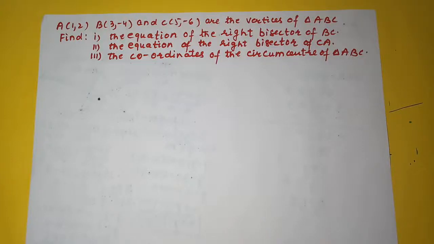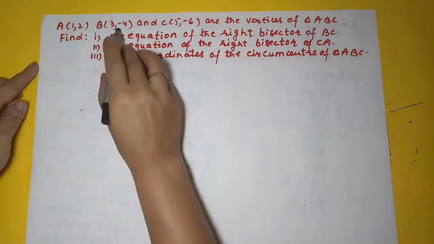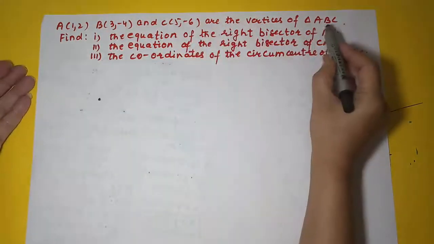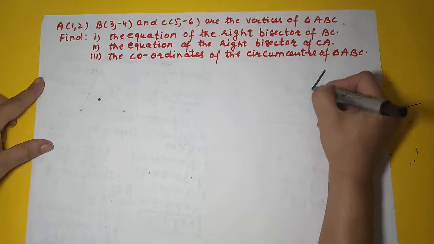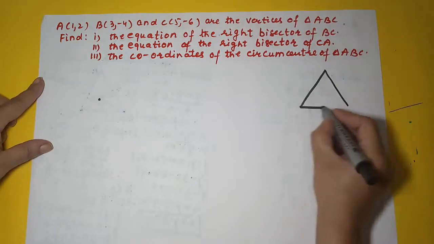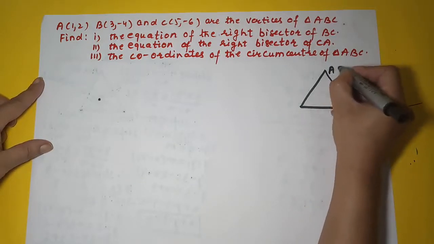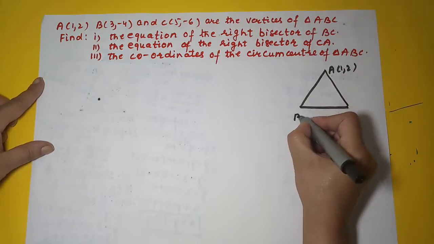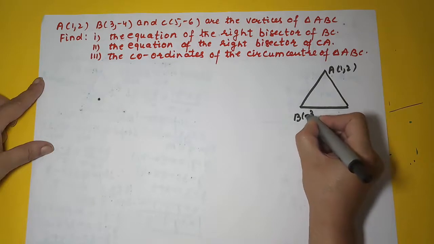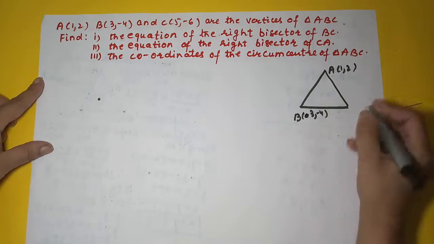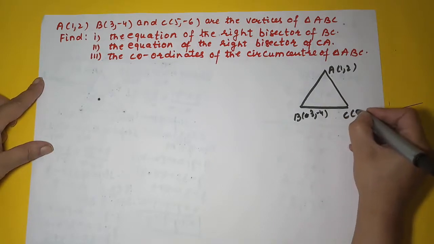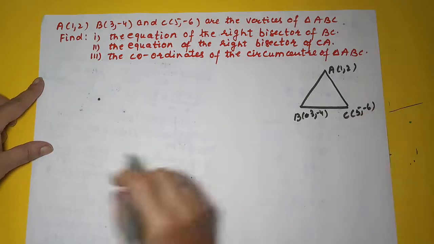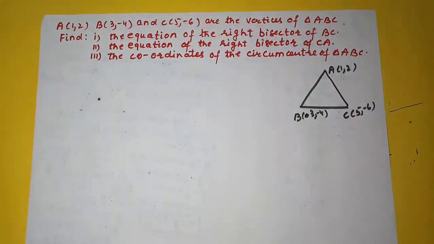We are continuing with the equations of a straight line. Here A, B and C are the vertices of triangle ABC. We have a triangle ABC whose vertices are A (1, 2), B (-3, -4), and C (5, -6). We have to find the equation of the right bisector of BC.